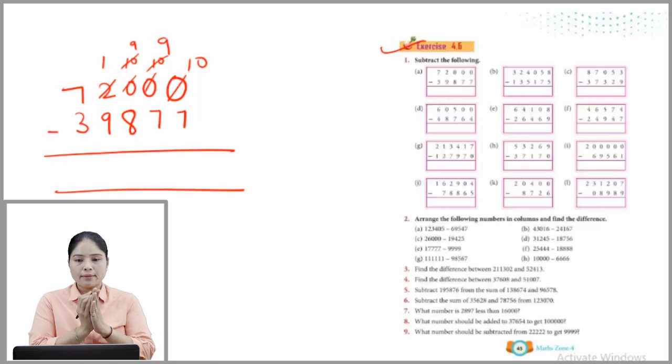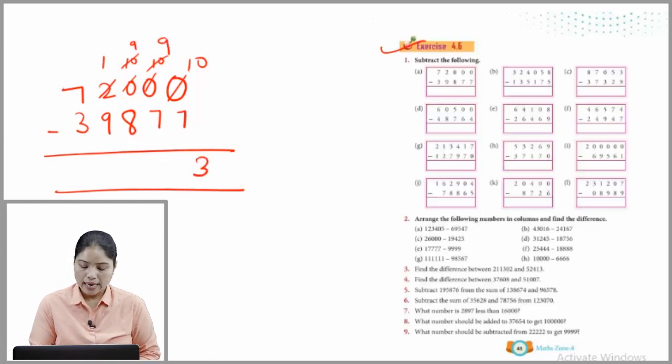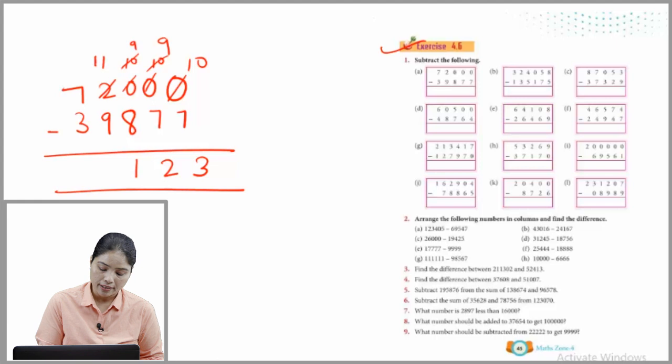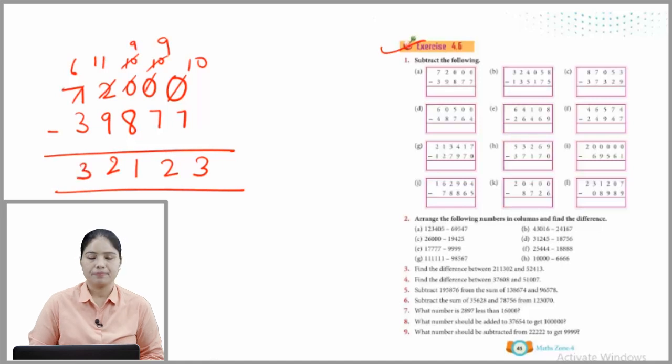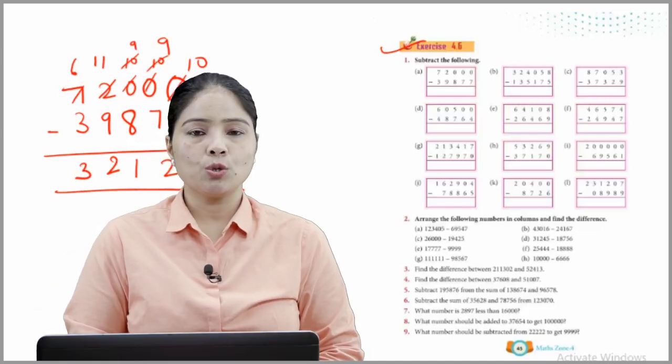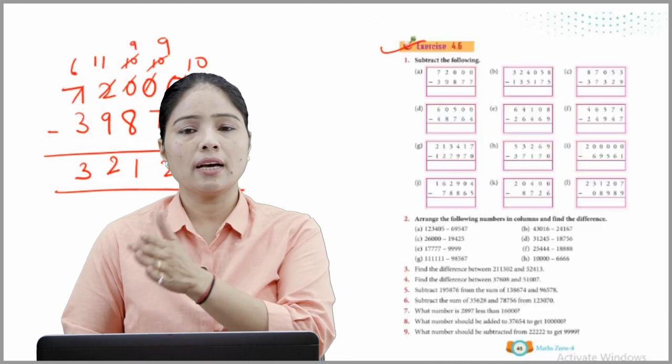Okay. So 10 में से 7 गए 3, 9 में से 7 गए 2, 9 में से 8 किया 1, 1 में से 9 नहीं जा सकता है, इसने बोरो लिया 11, यहाँ रह गया 6, 9 10 11 2 and 6 में से 3 गया 3. Okay. I hope you understood. So this is how you just do the next one.